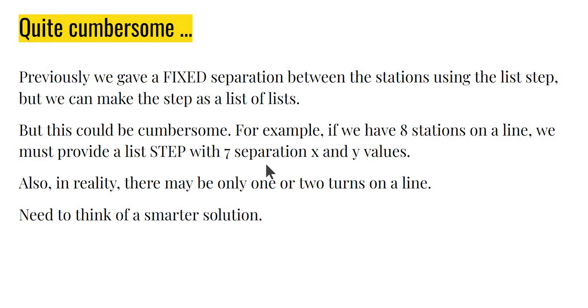And the point is, in reality, there may be only say 1 or 2 or a few turns on the line. Of course, sometimes we have seen maps where we have a complete circular type of situation, in which case, yes, there are more turns, but in general, I think we need to think of a smarter solution like we'll do here. And that also makes it very interesting from a programming perspective.